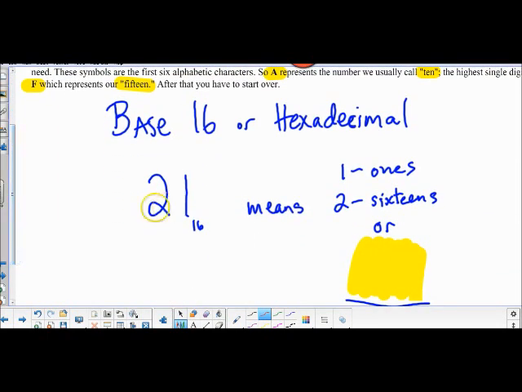So we look at this 2, 1 here in base 16. It means the first place would be 16 to the 0, which is always the ones place in all these number systems. And the second place would be 16 to the first, or 16s. So this means 2 times 16, 32, and 1. So this is equal to 33 in base 10.